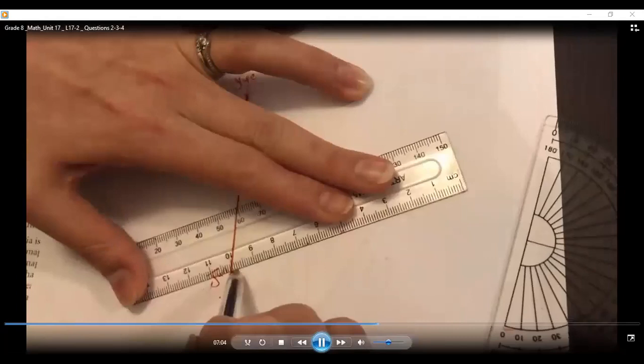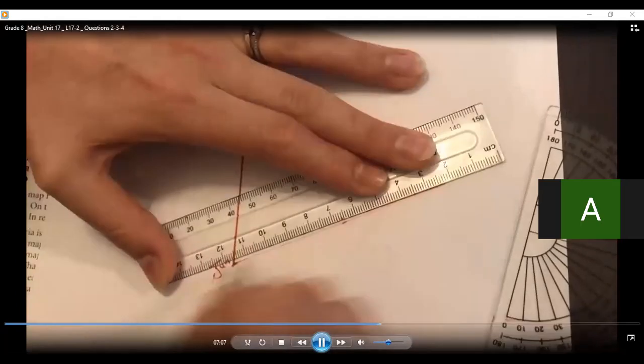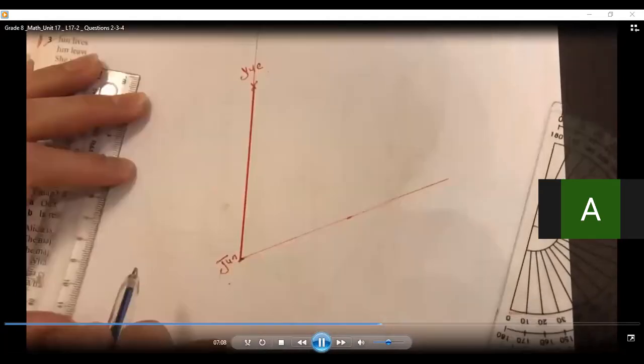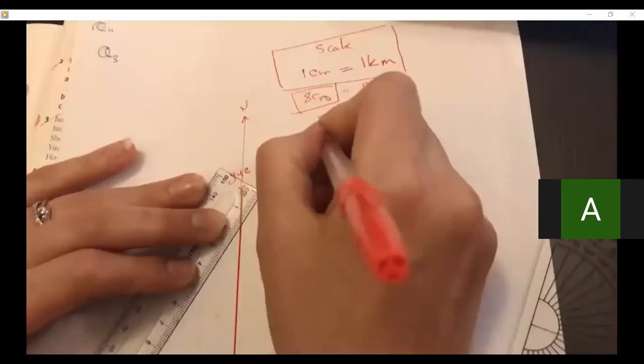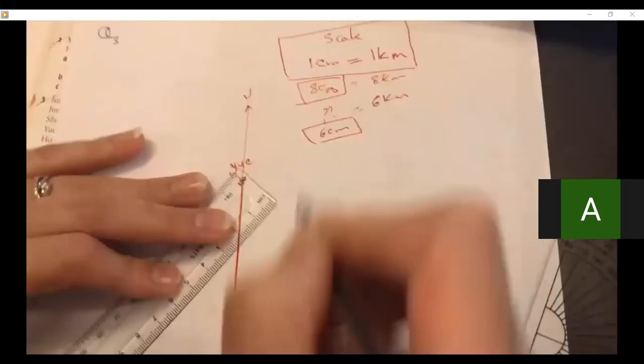I will just draw my line. How much is that? They said 6 kilometers to the lake. So 6 kilometers, how many centimeters? They will be 6 centimeters. That's right and easy. Direct.